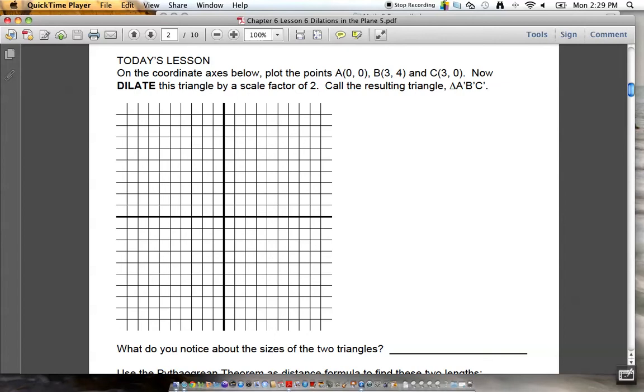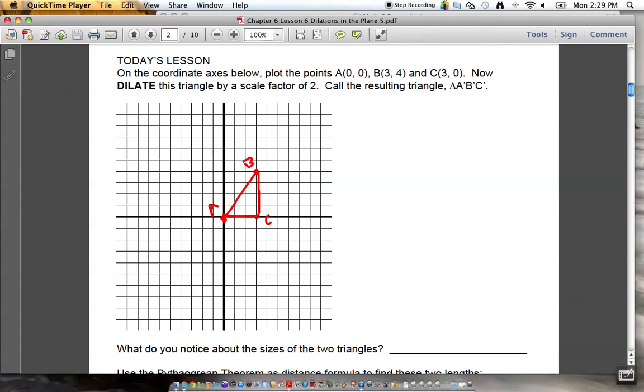Okay, so A is the point (0, 0). B is the point (3, 4). And C is the point (3, 0). So I can put them all together and I can form my triangle. Okay? And then it says we're going to dilate this by a scale factor of 2.